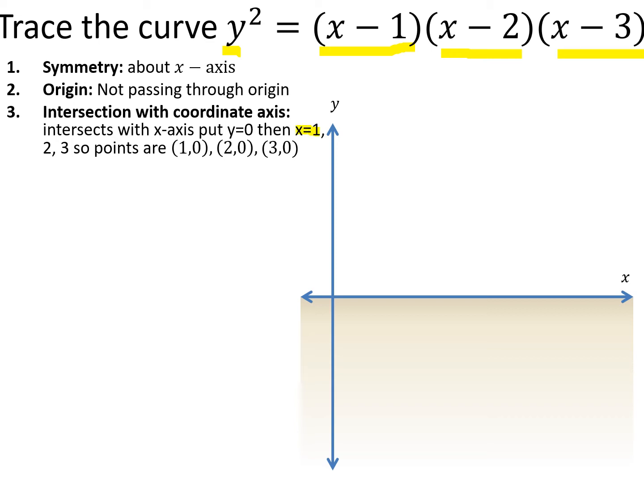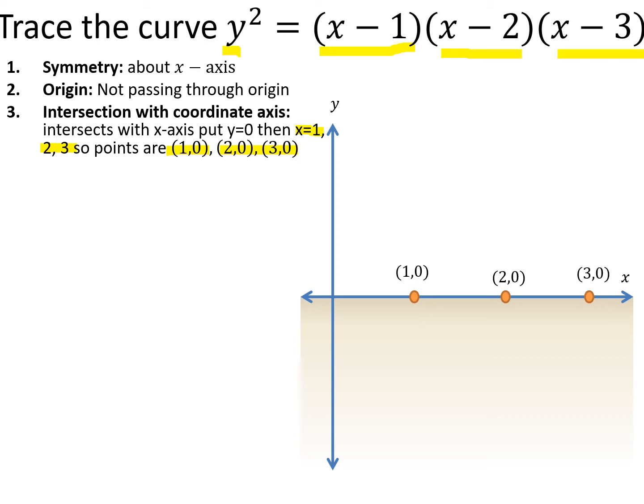Okay, so we will get 3 points which intersect on the x-axis: (1, 0), (2, 0) and (3, 0). Okay, so we will draw these 3 points on the x-axis, that is first point, second point, third point. So it is (1, 0), (2, 0) and (3, 0).